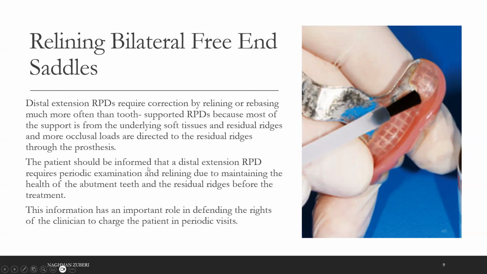The patient should be informed before the treatment that a distal extension RPD requires periodic examination and relining to maintain the health of the abutment teeth and the residual ridges. So this information has an important role in defending the rights of the clinician to charge the patient in periodic visits.